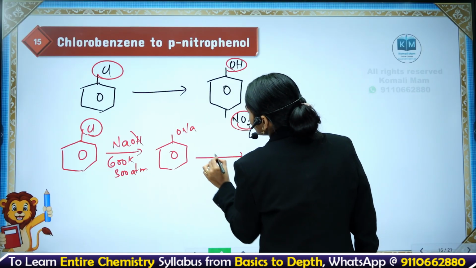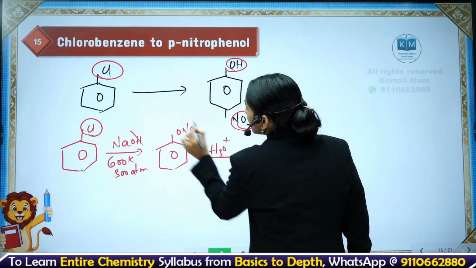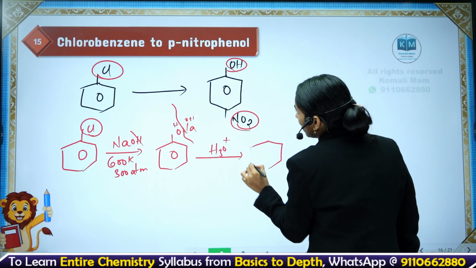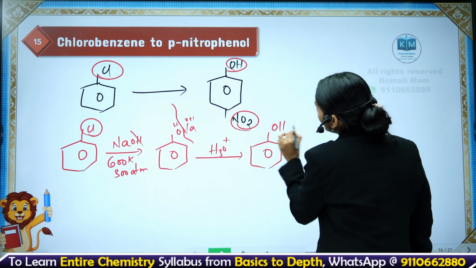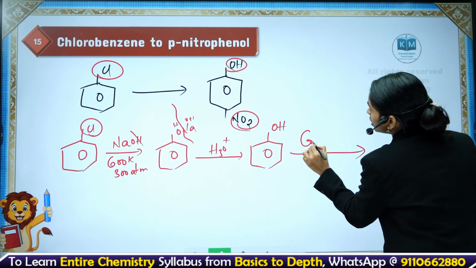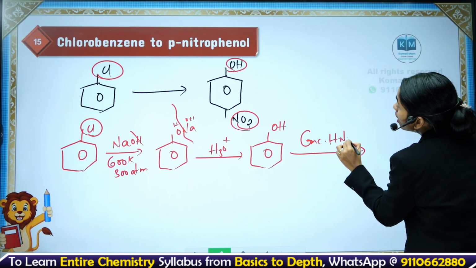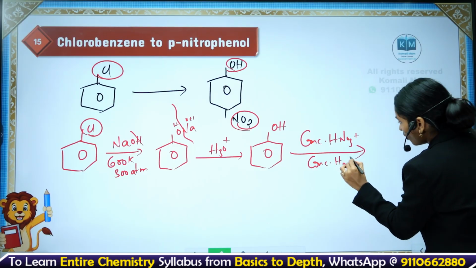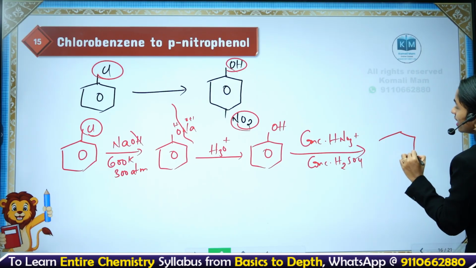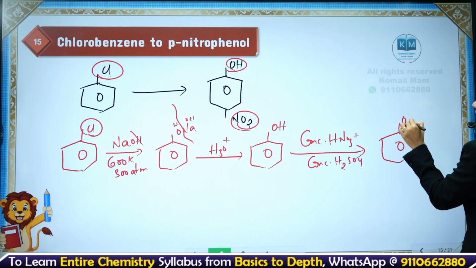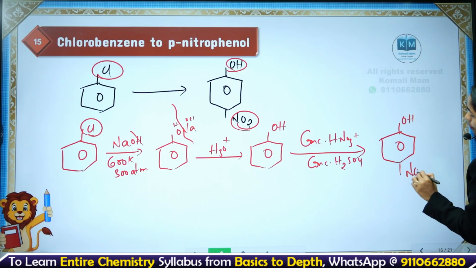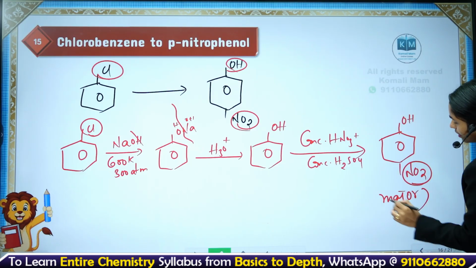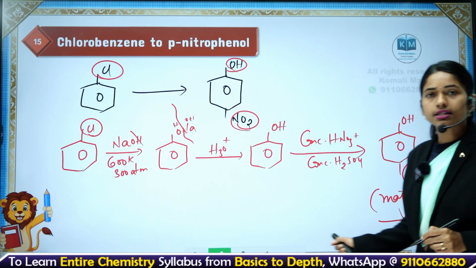This sodium phenoxide on further hydrolysis gives H and OH here, and we will get our phenol. Once we get the phenol, do nitration. What is the nitration mixture? Concentrated HNO3 plus concentrated H2SO4. If you add it, then this OH is an ortho-para directing group, where the para position is major. Why major and minor, in another session I will discuss ortho and para directing cases.